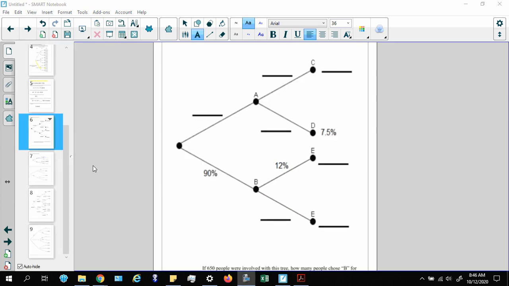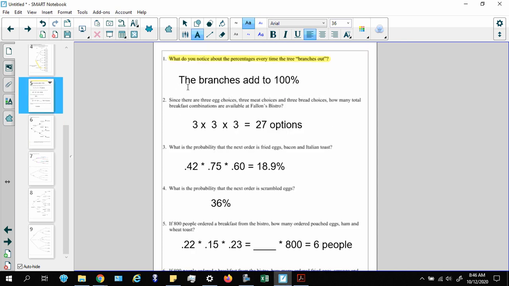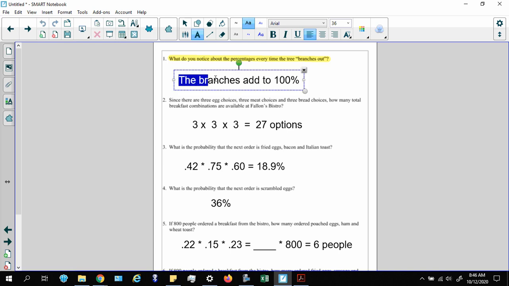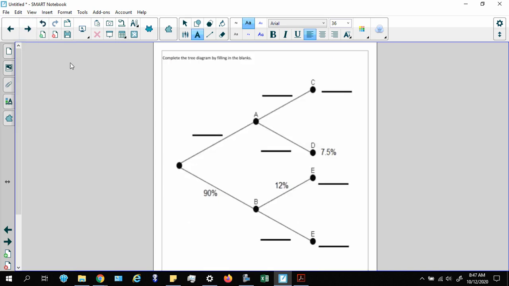All right, for our last section, I would probably say this is the most challenging part of a tree because what we have here is an incomplete tree. We have an incomplete tree with incomplete branches. Okay, now what I would like you to do is go back to question number 1 on the last one. The branches add up to 100%. This one concept is going to help you a lot.